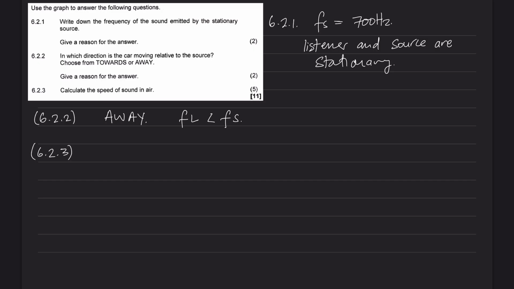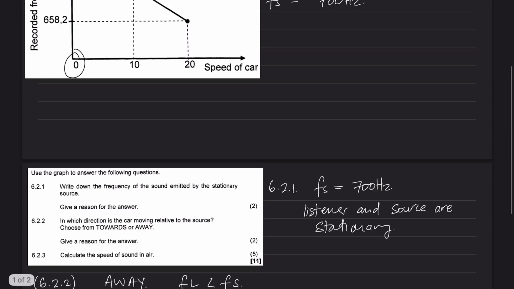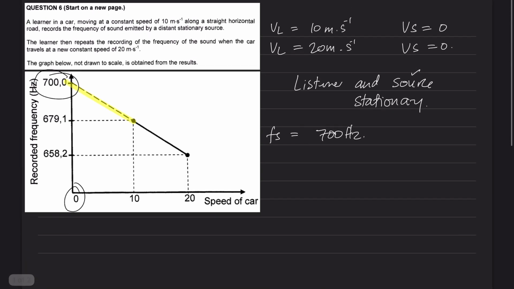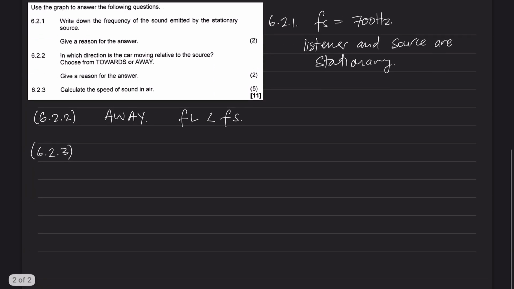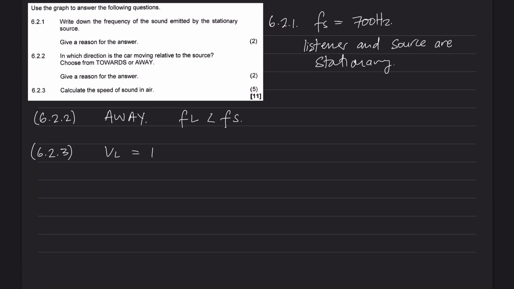6.2.3, calculate the speed of sound in air. Okay, so we have enough information. Let's just make a note of it. We know VL equals 10 meters per second. We know VL in the second experiment is equal to 20 meters per second. And in both cases, we know Vs is 0. And we know that it's moving away.